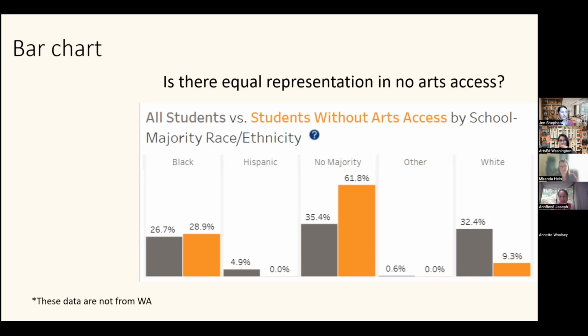Whereas in the schools where there is no majority, 62% have no arts access. So that's a really big difference. It's a big difference. Yeah, I just wanted to clarify slightly.